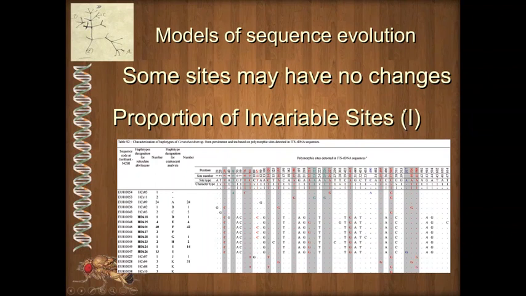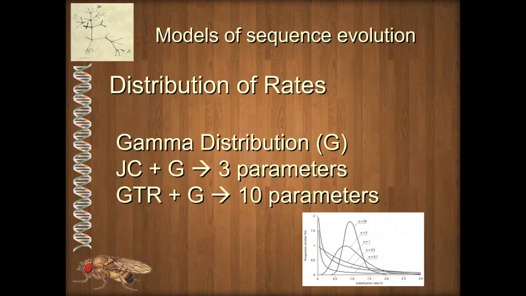Basically what this means is, how many columns in the alignment do we have that have no changes at all? What is the proportion of invariable sites? And it might be very, very high in some sequences where we have very few changes, and very, very low in other ones. So the proportion of invariable sites becomes a final parameter that we need to estimate.